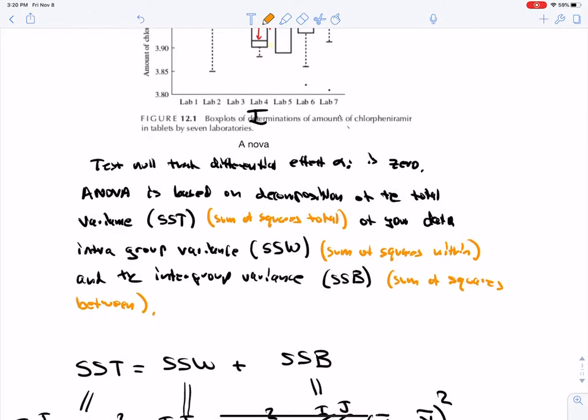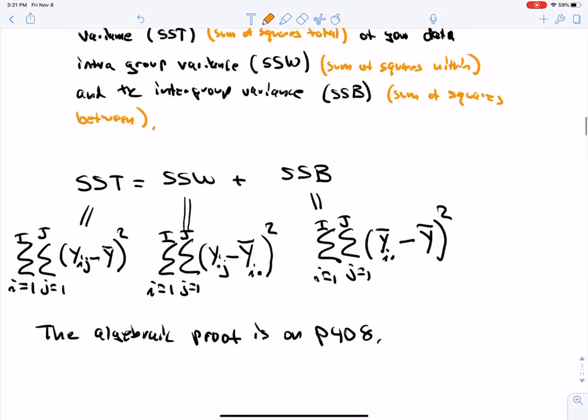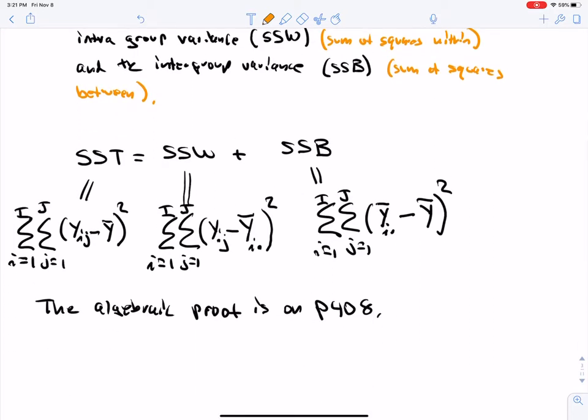So now ANOVA is based on the decomposition of the total variance, SST, or the sum of squares total of your data, into the intragroup variance, also called SSW, or sum of squares within, and the intergroup variance, SSB, which is the sum of squares between. And I have written down formulas here for each of these.